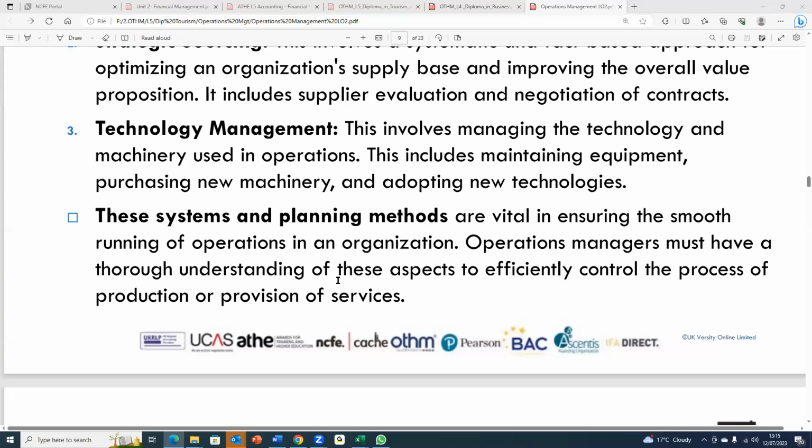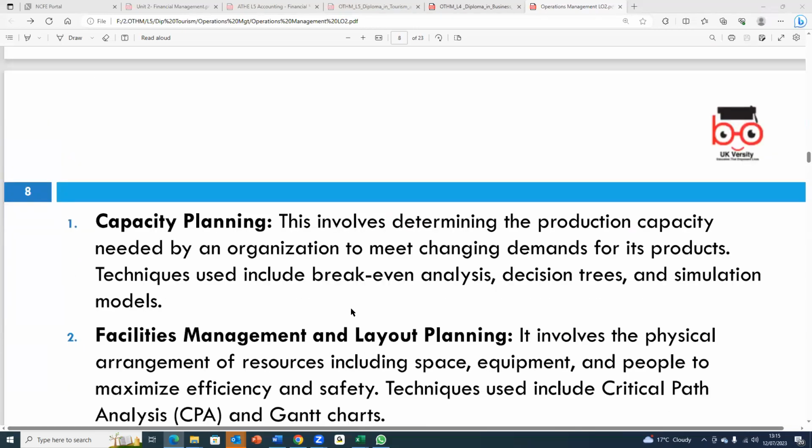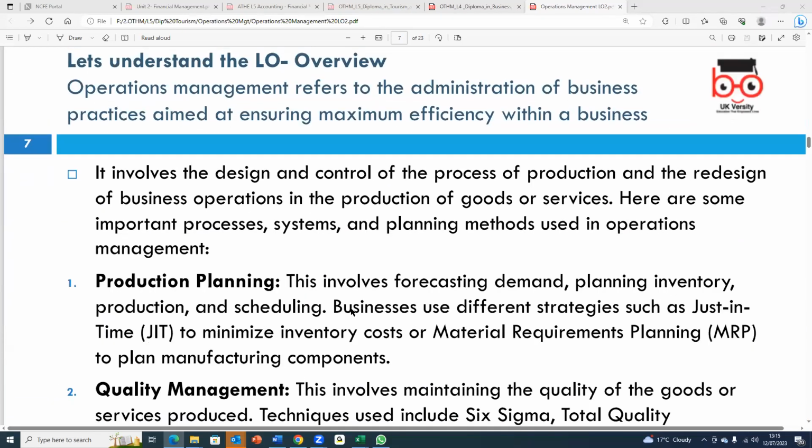You can use these systems for operation management, making sure that these run smoothly to produce goods and services. So a manager must have some understanding of these aspects. So the operations managers must have a thorough understanding of all these systems and production services, so that they can plan their activities without interruption. Okay, so this is very important for the design of a flow of information and flow of activities, so that the industry doesn't suffer. Okay, so these are some of the planning systems that you can use in operations management. Okay, so the administration is very important. Administration of these practices is very important to maximize the efficiency in a business.